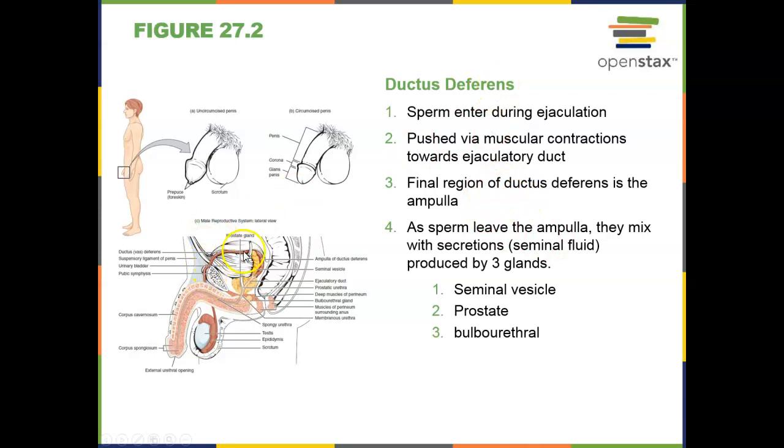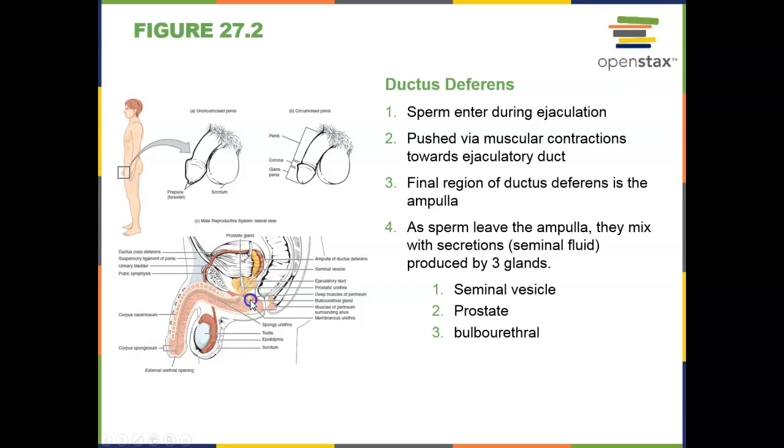So here's that ductus deferens. Here's the ampulla. Here's the seminal vesicle. And then here's that ejaculatory duct where both the sperm and the first of the semen are going to enter. The final region of the ductus deferens then is known as the ampulla. So that's the ampulla right here. Sperm move with the semen from the seminal vesicle into the ejaculatory duct, and then they both move into the prostate, or into the urethra.